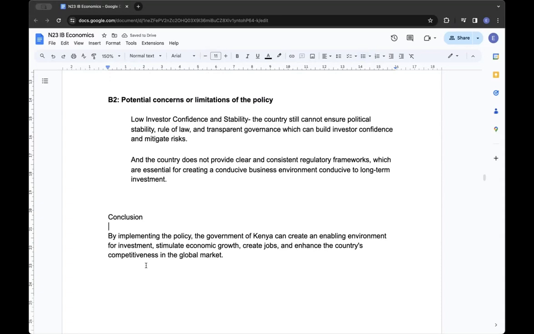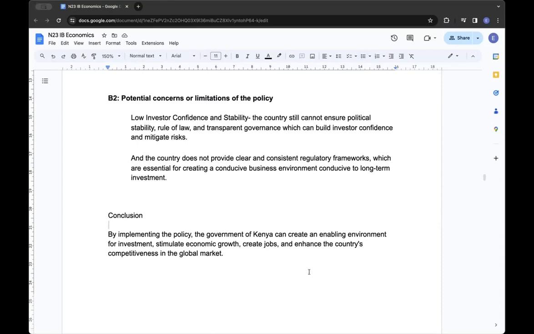However, I do still recommend this policy because despite a few potential concerns, I believe that the government of Kenya can create an enabling environment for investment by revising the legal systems, administrative systems, things like that, so that they can stimulate economic growth, attract more investment, create more jobs, and achieve higher economic growth.